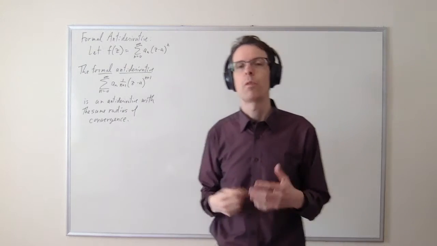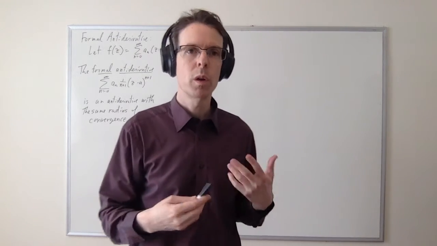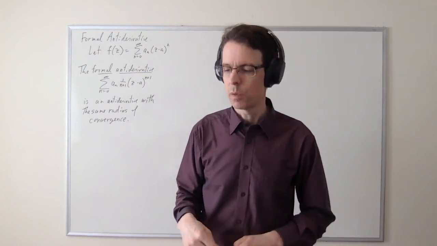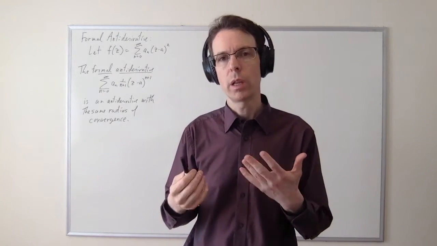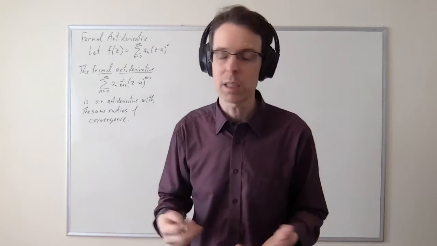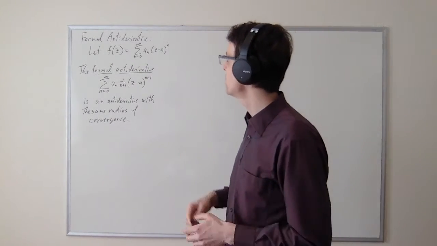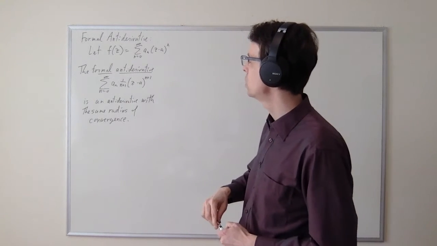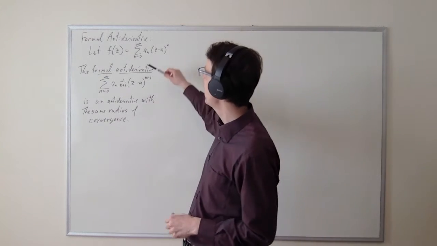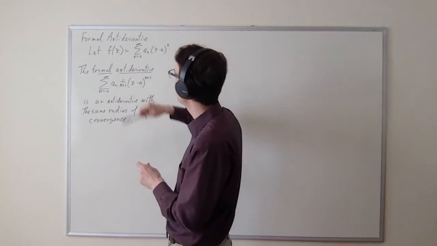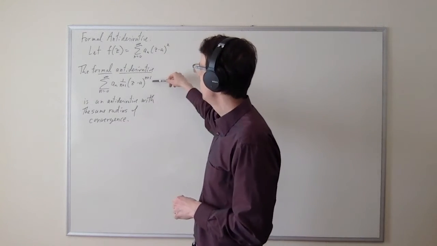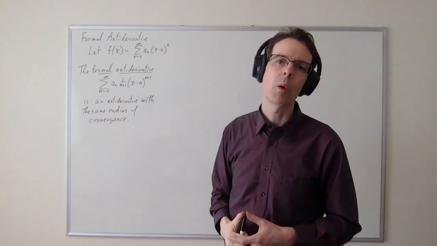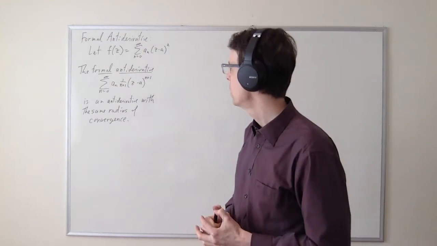In this short addendum to the formal derivative video, we're going to talk about the formal antiderivative. So just as we can calculate the formal derivative by differentiating each term and hoping for the best, we can do the formal antiderivative by anti-differentiating each term and hoping for the best. So if we have a function f of z given as a power series, the sum of a_n (z minus a)^n, then we can form the formal antiderivative of each term.